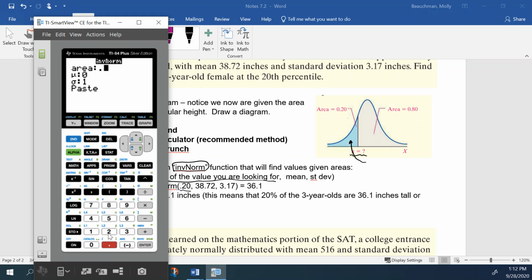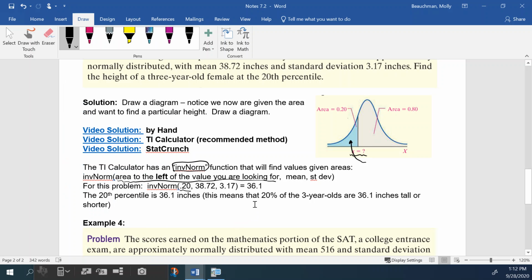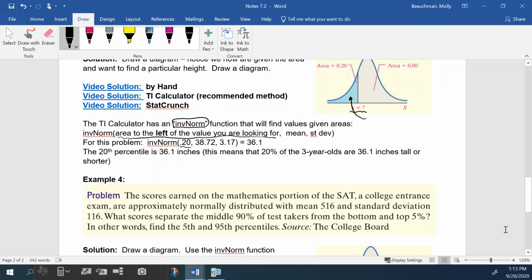So the area is 0.2. The mean was 38.72. Standard deviation of 3.17. Paste. And we get 36.1 approximately. So that means now we're given the height in inches. So the 20th percentile is about 36.1 inches. All right, next example.